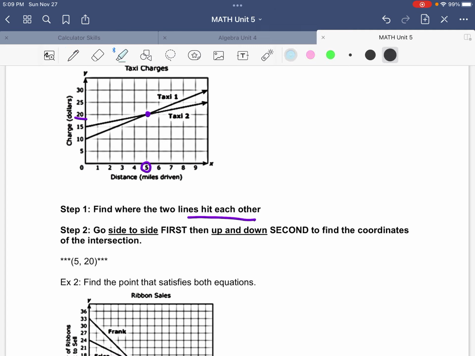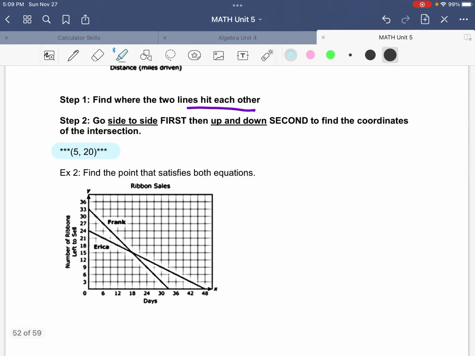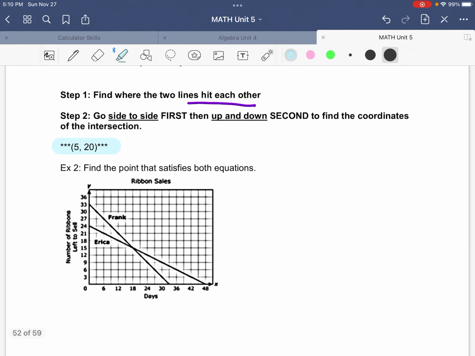And as you can see, those two lines intersect at the point where x is 5 and y is 20. And we write that as an ordered pair with parentheses and with a comma in between each number. If you do not put parentheses around it, it's not an ordered pair. It's just a set of numbers from who knows where. So please make sure that you write this correctly with parentheses and with a comma in between each point.